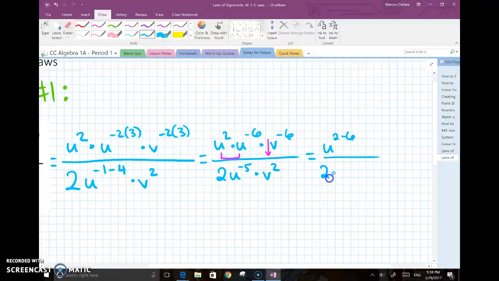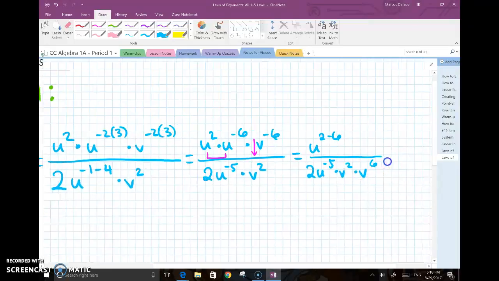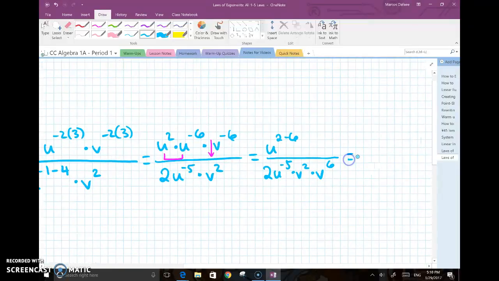So down here I have 2u to the power of negative 5. I have a v to the power of 2 from before, but now it's joined by a v to the power of 6. And the 6 turns positive once you move it from wherever it was before. Now, going back to the numerator, I get u to the power of negative 4. In my denominator, I have 2u to the negative 5th power. And now I have v to the power of 8.